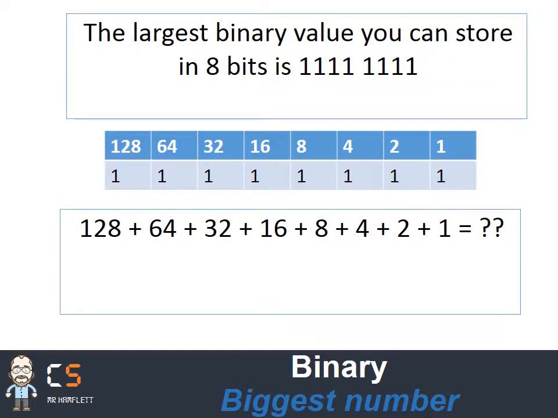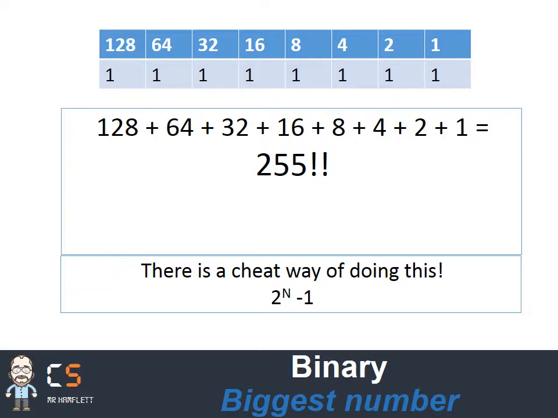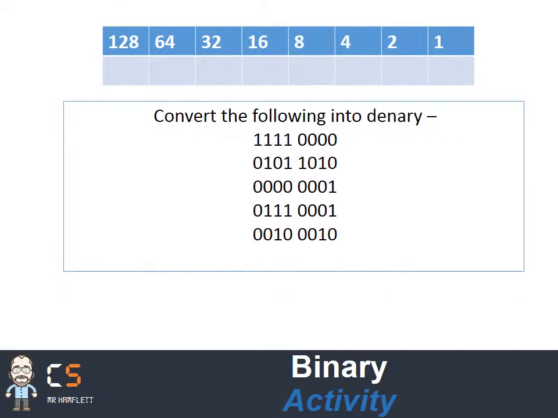Now, if I had 8 bits, the largest number I can store is basically all the ones. If I add all those numbers up, what do you think I'm going to get? The answer is 255. Now, there is a quick way of working out using this simple formula here, 2 to the power of n minus 1, where n is the number of bits I've got. So 2 to the power of 8 is 256, minus 1 is 255, and that's how you can work out the largest number. So now's a good time to pause and have a practice.